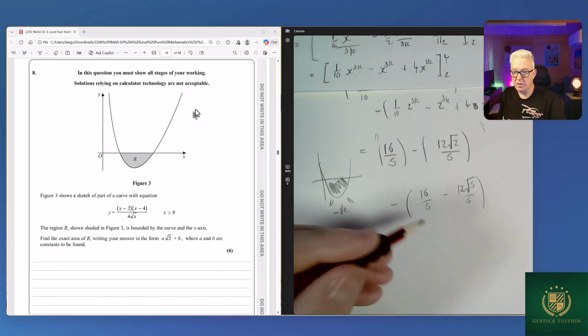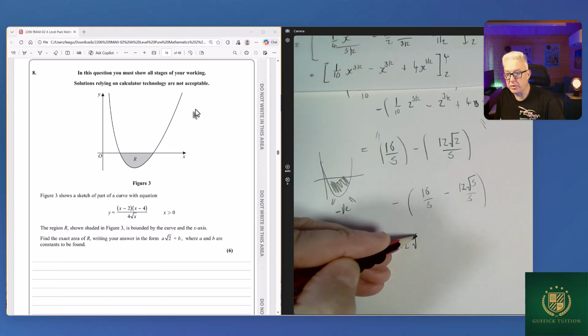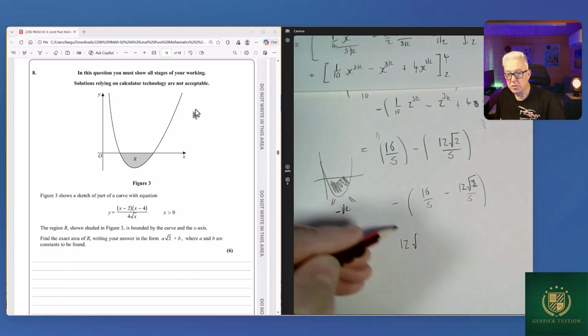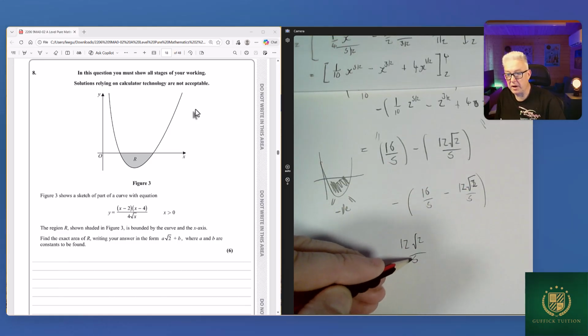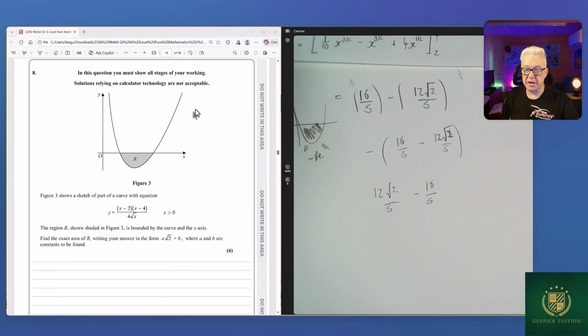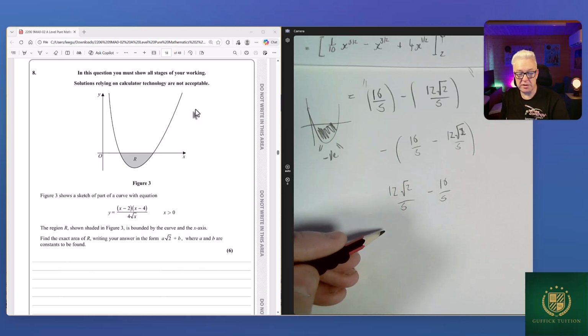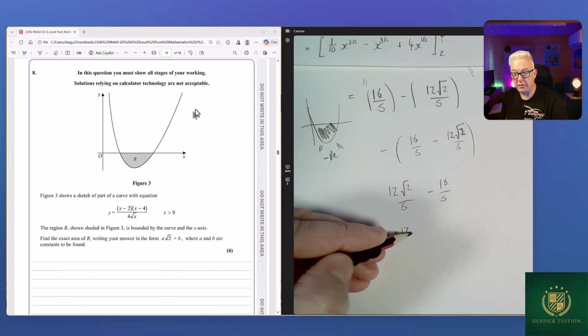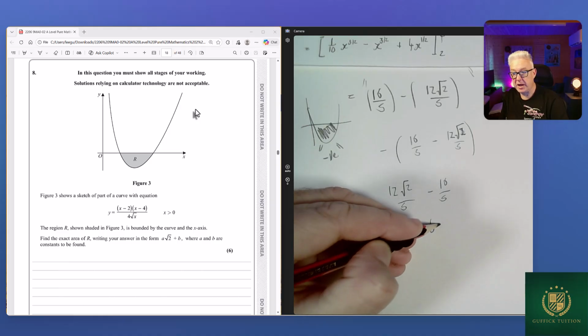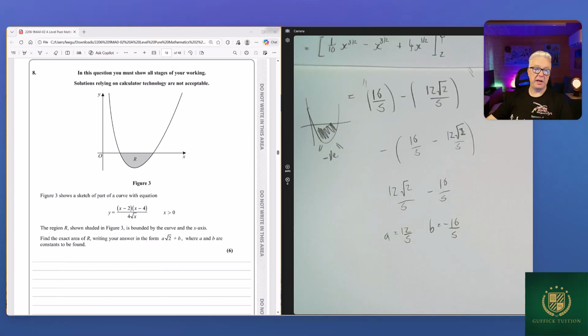So in fact, we're going to end up with 12 root 2 over 5 minus 16/5. That's just a little subtle trick because of the way that it was underneath the graph. Therefore our a is equal to 12/5 and our b is equal to minus 16/5. And that's our final answer.